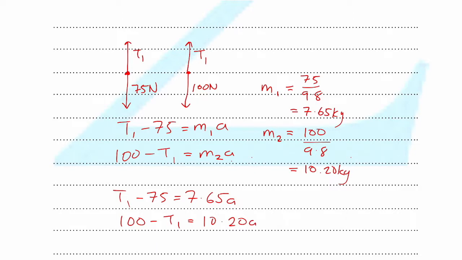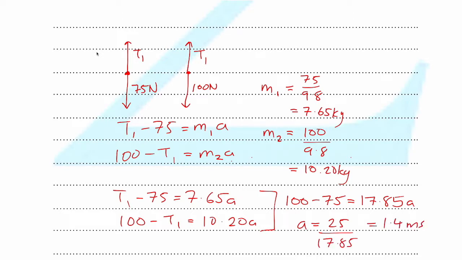The easiest thing to do with these two equations is just add the two together. So we end up with 100 minus 75 is equal to 17.85 times the acceleration. Here we figure out the acceleration, which is going to be 25 over 17.85, which gives me an acceleration of about 1.4 ms to the minus 2 for the pulley system on the left hand side.